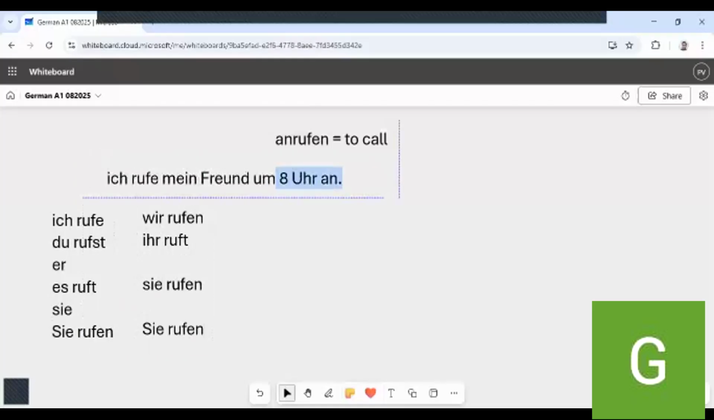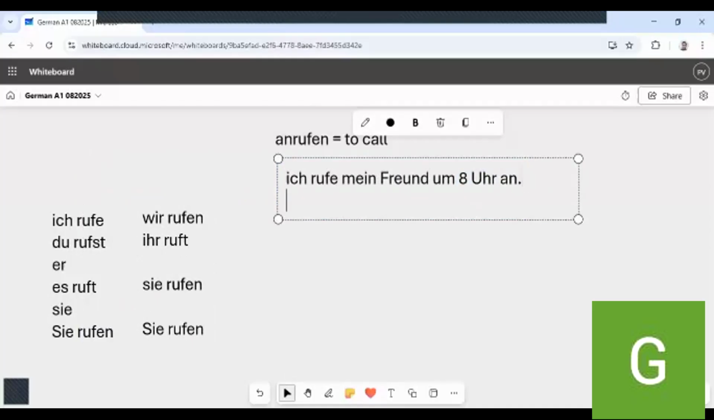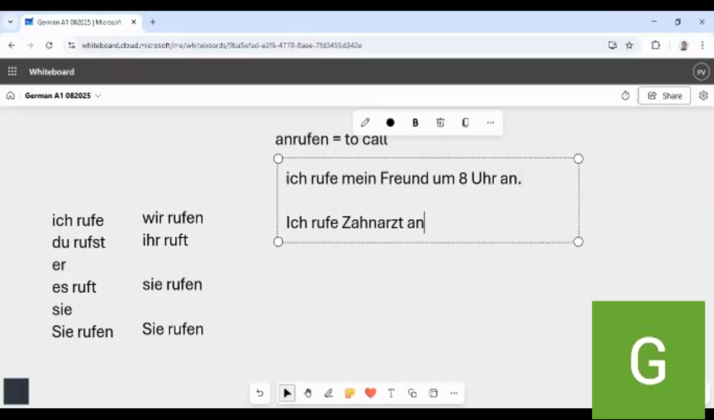So when you want to make a sentence like this, if you want to call somebody, suppose you want to make an appointment with the dentist, how would you say the sentence? Ich rufe Zahnarzt. Zahn means teeth. You can frame a sentence like this.